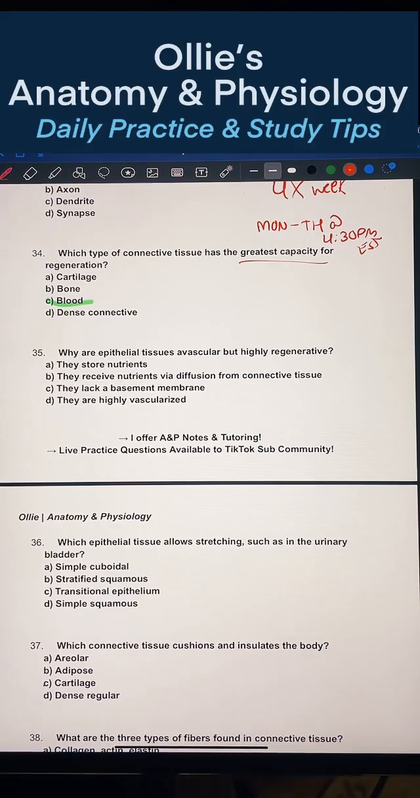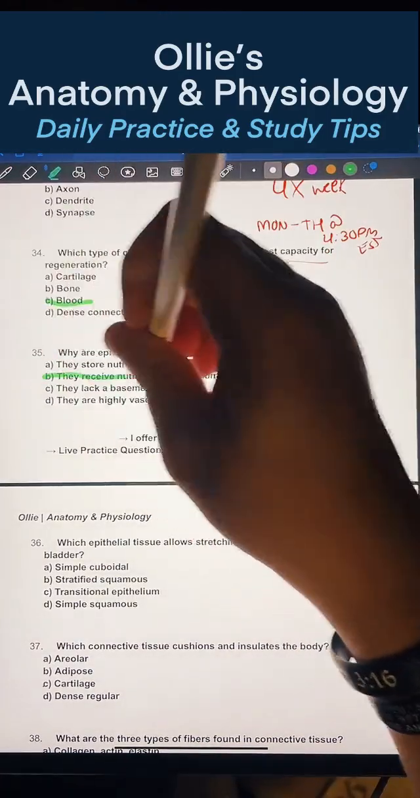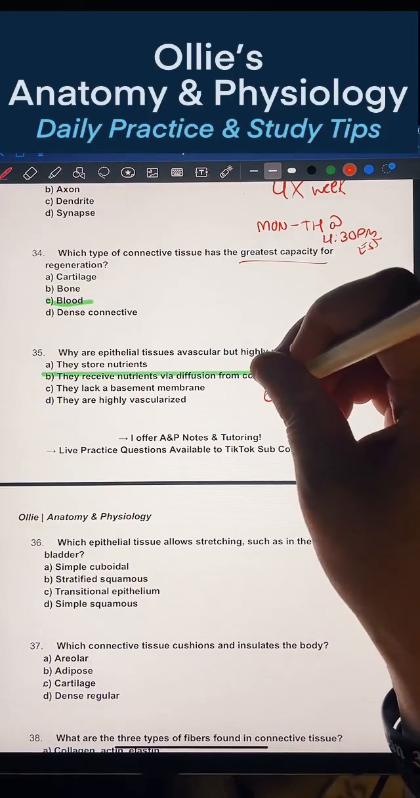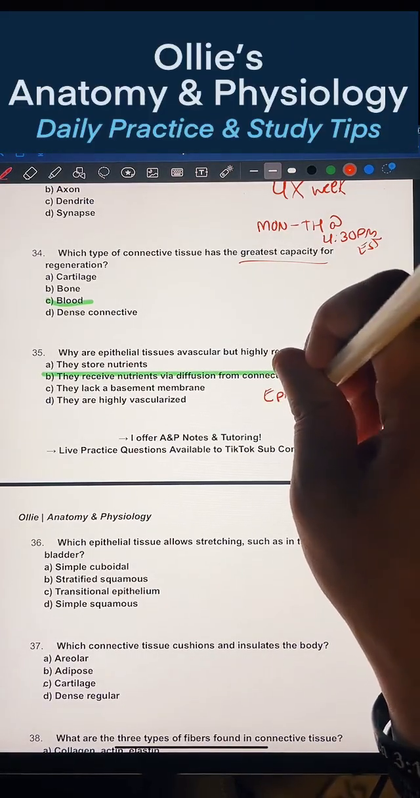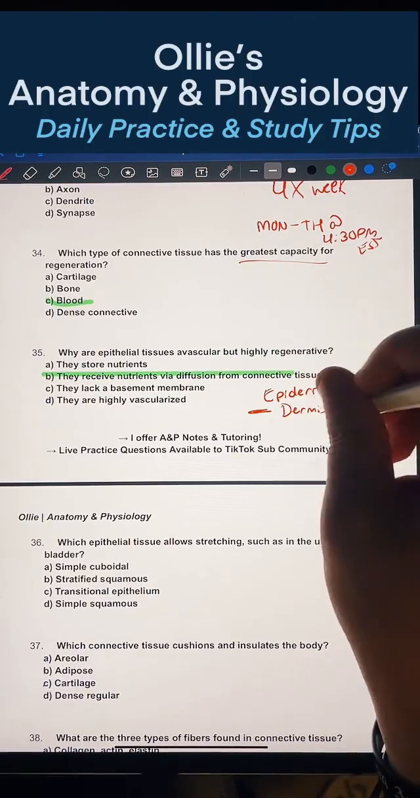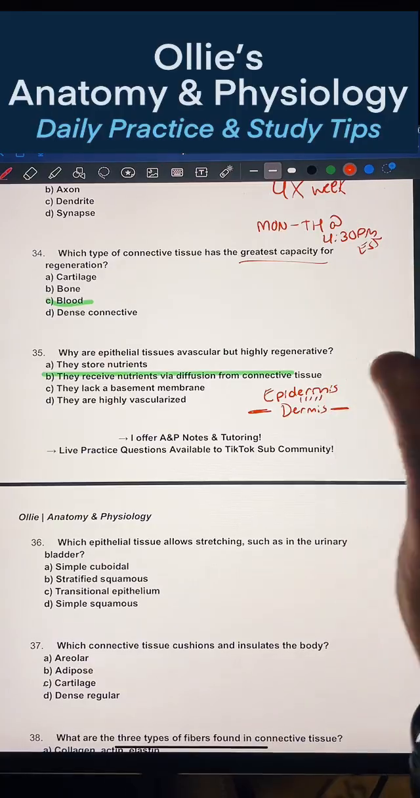Number 35, the answer is B. It is because they receive nutrients via diffusion from connective tissue. The best way to look at this, especially in the epidermis of your skin, and then below you have the dermis, which is highly vascularized. It's going to support the epidermis.